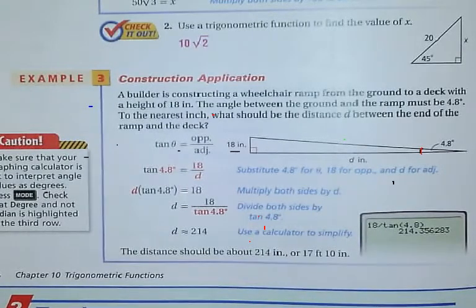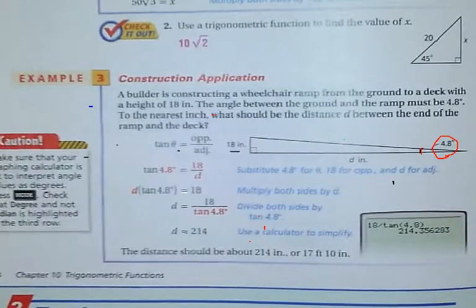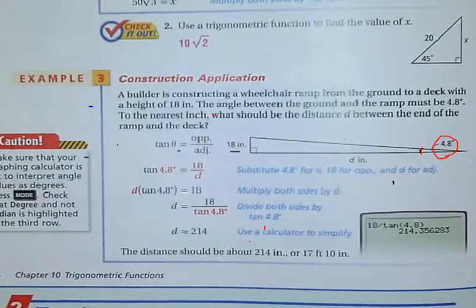Right there, that little tiny angle is 4.8 degrees. Not very big, is it? And he needs to know how far away from the ramp, from the step, or from the deck, how far away should it be that he starts making this deck? How long is this going to need to be? And so look what he did.